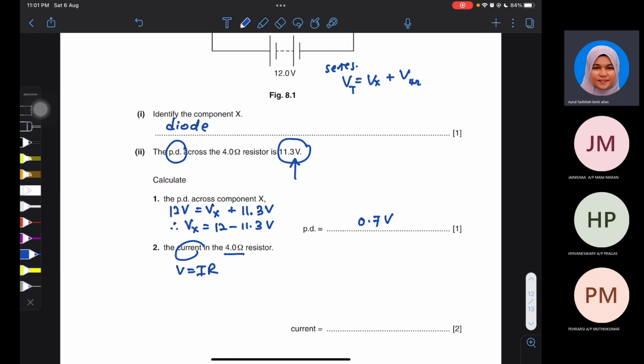Aduh, sakitnya. What do you want? You want the current Umar? No. You don't do that. Okay, V sama dengan 12 volt Umar.